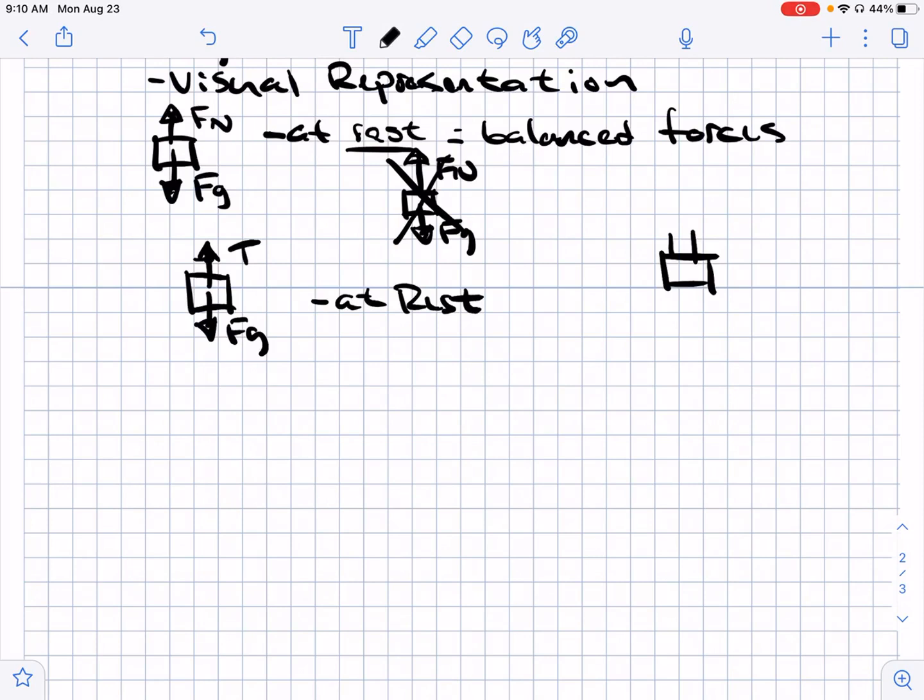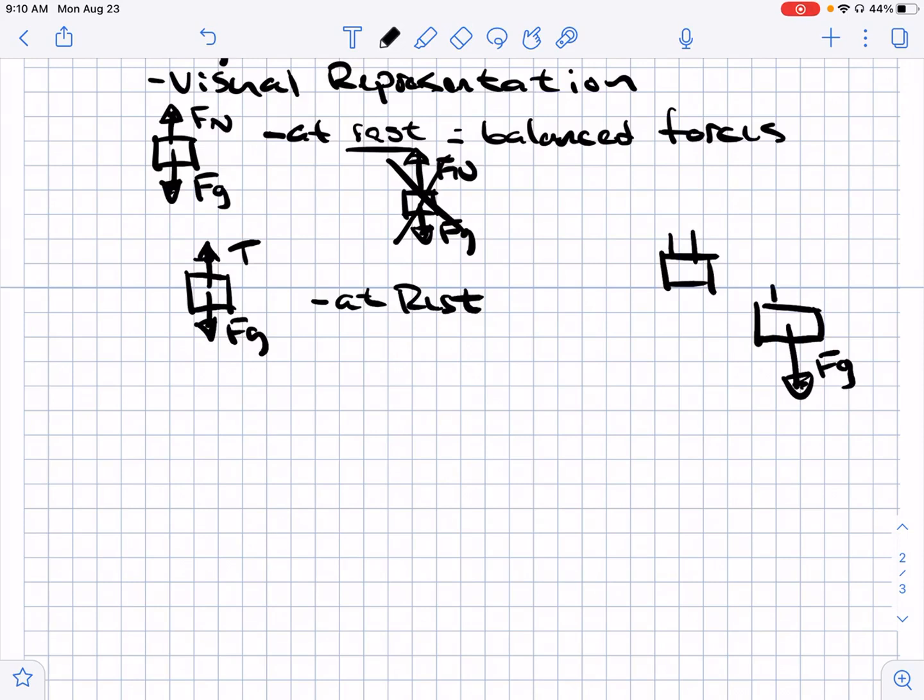So I would first draw, so there's the sign there. Let's draw the free body diagram. We'd have Fg going down. And now I have two tension forces. But remember, the magnitude has to balance out because it's at rest.